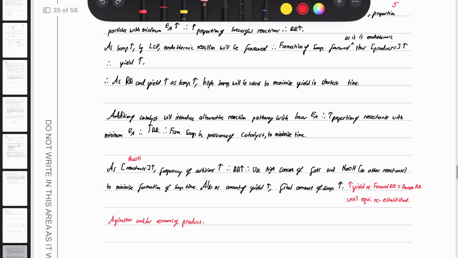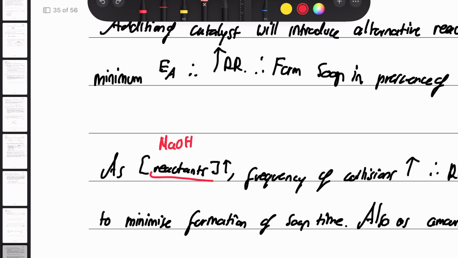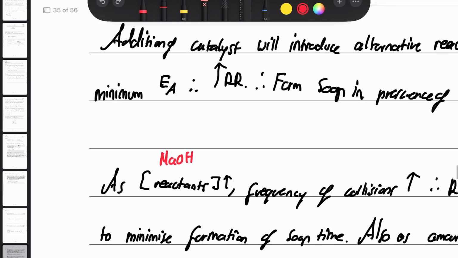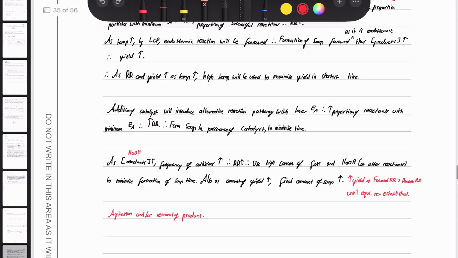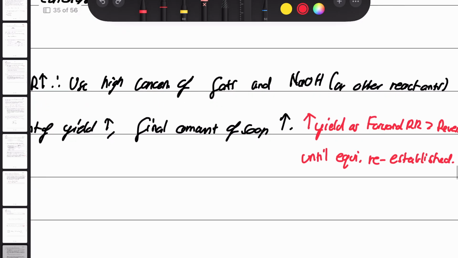Here I lost 3 marks. The first mark I lost was that I said reactants in general. And I think it said that oil and grease do not have a concentration, so they should not be referred to because they are liquids, I think. So I only needed to talk about NaOH. So I lost a mark there. I lost a mark here because I didn't talk about how yield will increase when you have increased concentrations of NaOH.